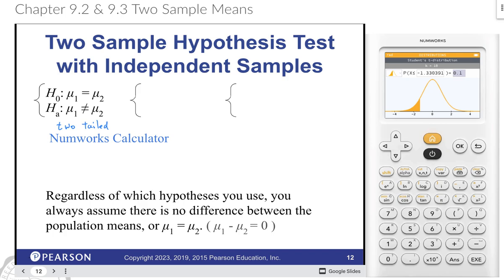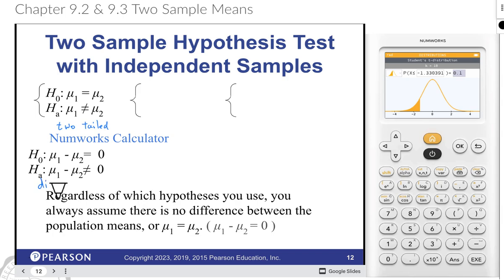In our calculator, what that looks like is it shows the means being subtracted. If you take mean 1 minus mean 2, and it's equal to 0, that's the same thing as saying that they're the same number, because that's the only way you can take two numbers, subtract them, and get 0. They have to be the same. That makes the alternative hypothesis that when we subtract, it's not equal to 0, so the means are different.